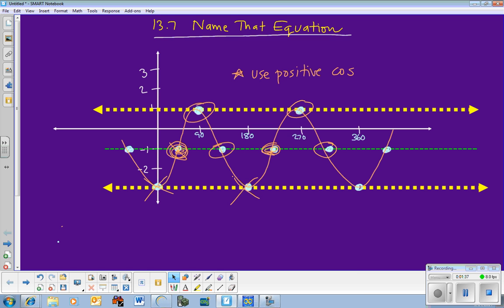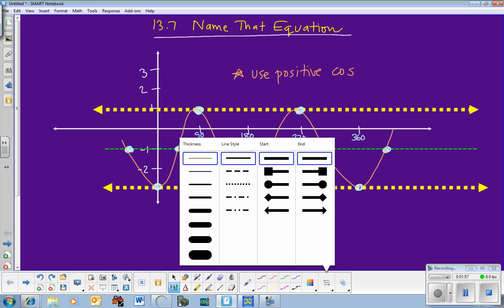So let me get rid of all that. All that's to say, we're going to use positive cosine. For no other reason, we'll all be on the same page, and it'll be easier to compare answers and easier for me to tell if you know what's going on. So if you remember the four possible translations that we had when we graphed sinusoids.